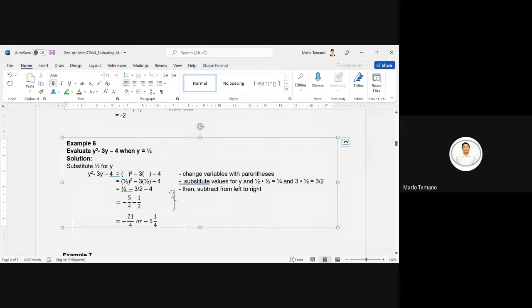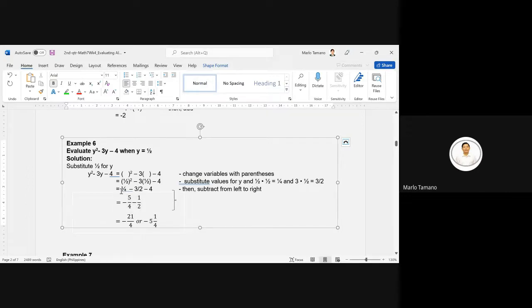Then next, syempre, huwag niyo muna intindihan yung doon. Dito muna ninyo ilagay. You work from this, no? 3 times 1/2. Kapag nagmumultiply naman tayo ng fraction at saka whole number, minumultiply natin yung whole number at saka yung numerator. So 3 times 1 is 3. Then copy the denominator which is 2. So meron na tayong 1/4 minus 3 halves. Copy minus 4. Okay po?